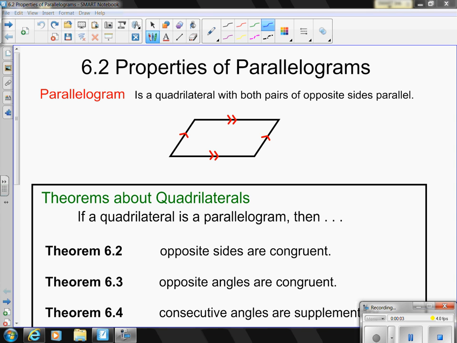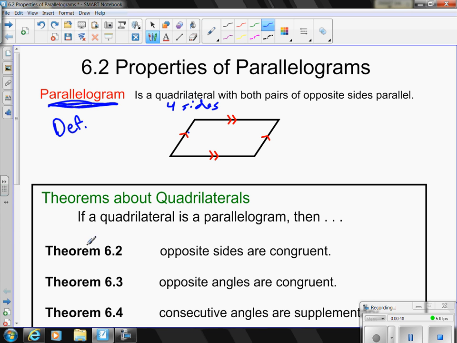In 6.2, we're going to be focusing on parallelograms and their different properties. The first thing that we want to take note of is the definition: a parallelogram is a quadrilateral, so it has to have four sides. It has to satisfy that first, with both pairs of opposite sides parallel. So these two opposite sides have to be parallel to each other. We use these arrows to note parallel. Remember, a tick mark just notes congruence. So that's the definition.